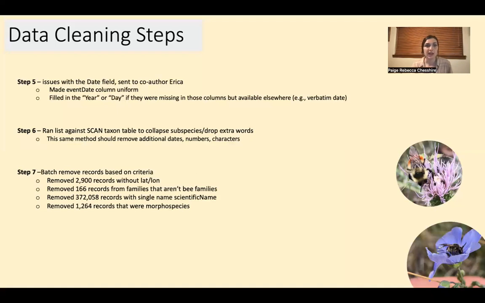Finally, step 7, we actually start removing big chunks of records. So we removed 2,900 records that were still missing coordinates, even after Nelson Rios tried to find some. We removed 166 records from families that aren't even bees. And we removed 372,000 records that were single name scientific name, meaning they weren't ID'd to species, and similarly, we removed morphospecies.